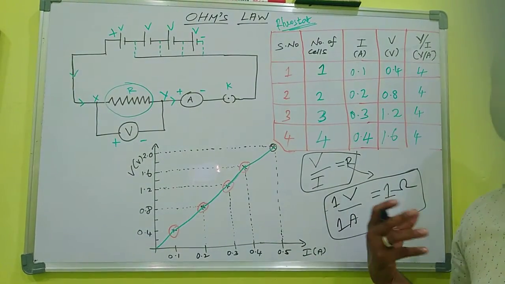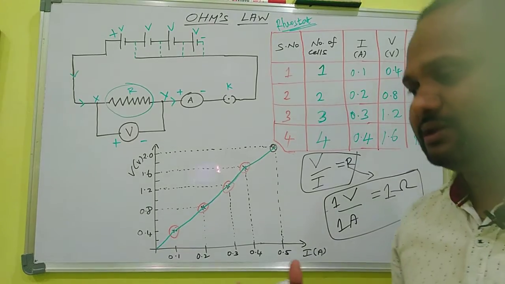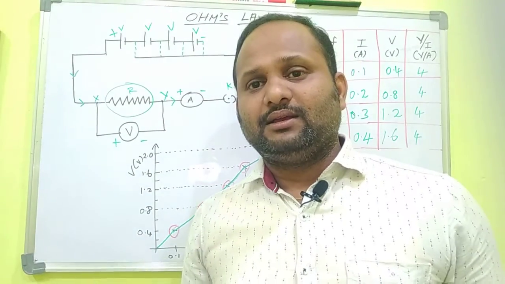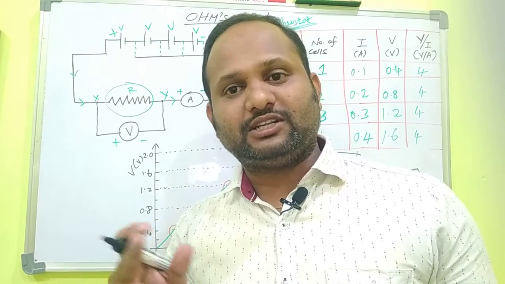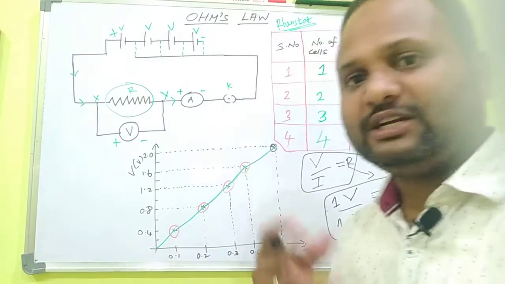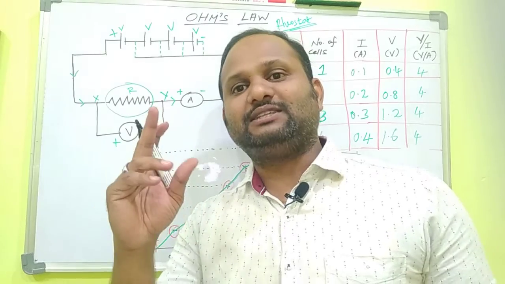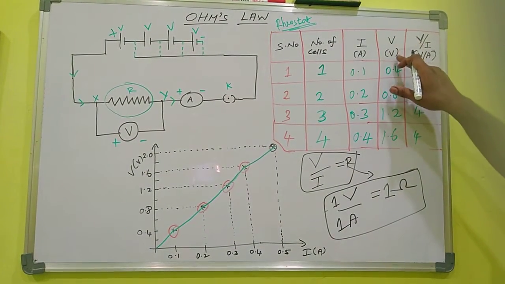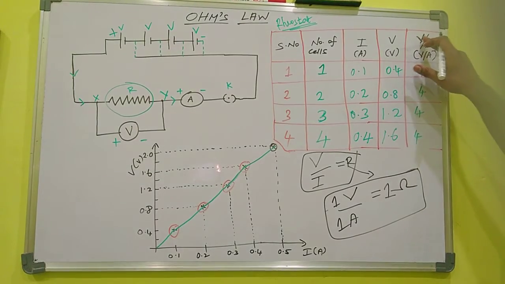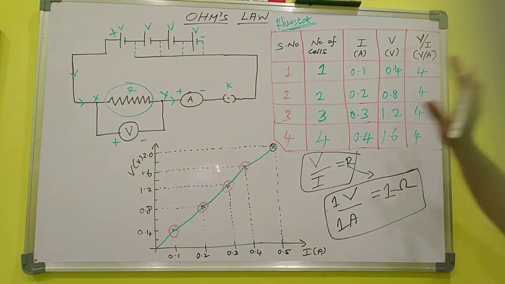So in this way we can calculate resistance. From Ohm's law, we obtain knowledge about the relationship between potential difference and current. The unit of potential difference is volt, the unit of current is ampere. Here I noted current ampere, potential difference volt, V by I is volt per ampere.